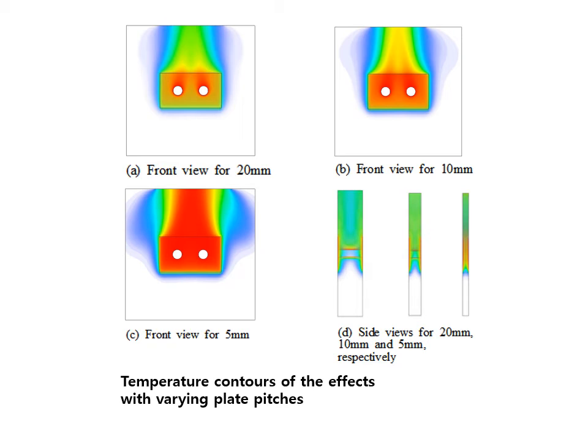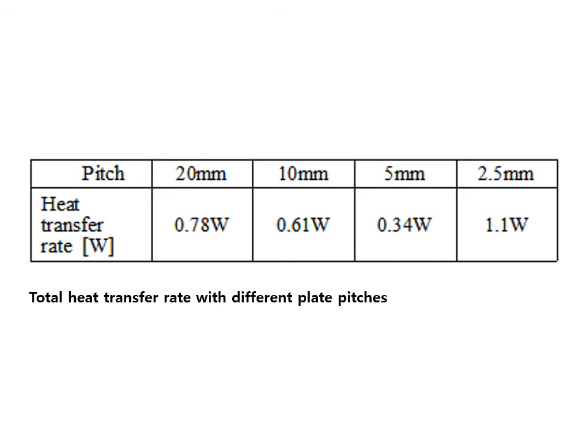So in this case, as you see in this figure, the pitch is so small, so the flow temperature is very high when you have very small pitches. However, in this case, for the 20 millimeter pitch size, you have very good temperature profiles. So based on this one, as you see in this figure, we change the pitches from 20 millimeter to 2.5 millimeters. So in this case, you see you have a high heat transfer rate like 1.1 watt.